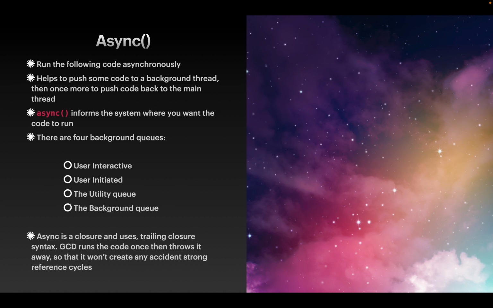And for the syntax for this async we will be using trailing closure syntax. And as we know, if we are using closures, we need to make sure no strong reference cycles are created. But because of this GCD, it will run the code once and then throw it away. That is, it won't create any strong reference cycles. Let's see the implementation of async.